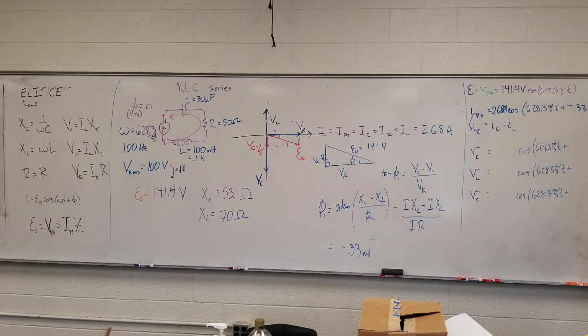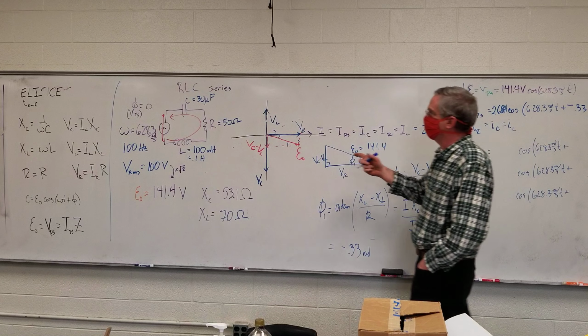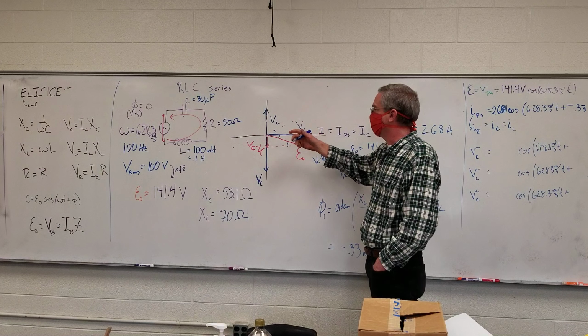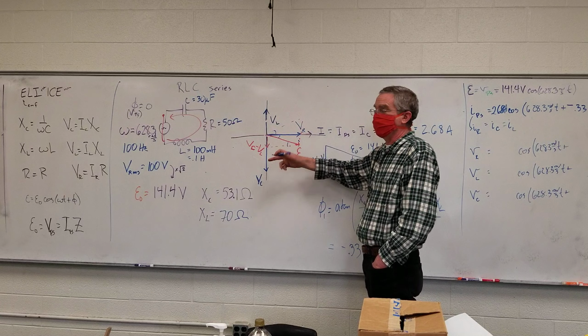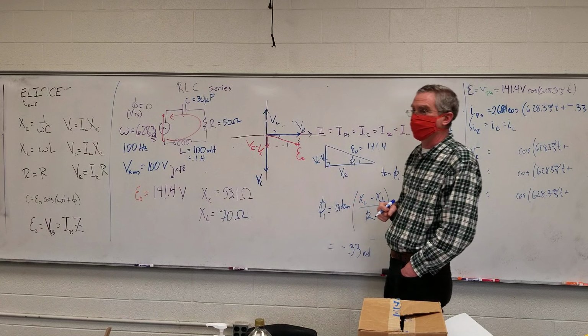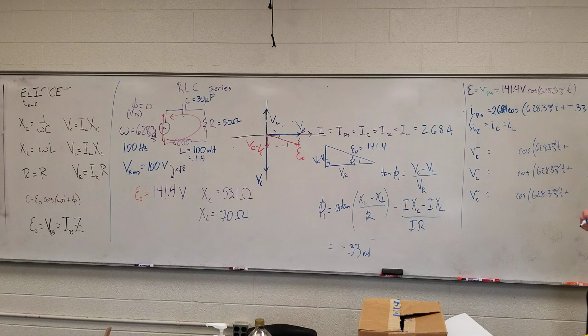Did we use ELI the ICE man for that? Or is that just the nature of it? It comes from VL being bigger than VC, given the numbers in the problem. Could you explain all of that again?